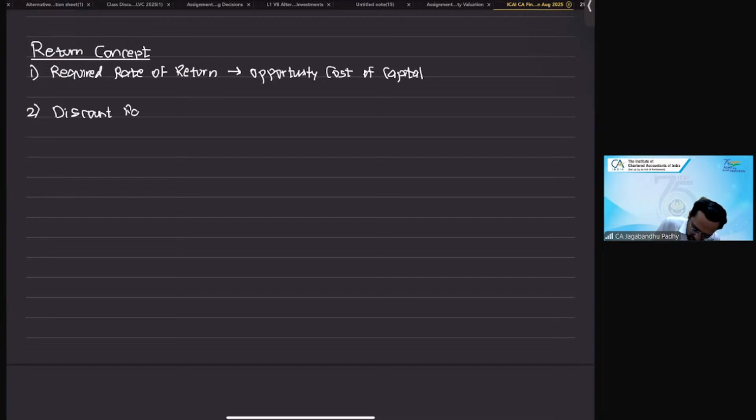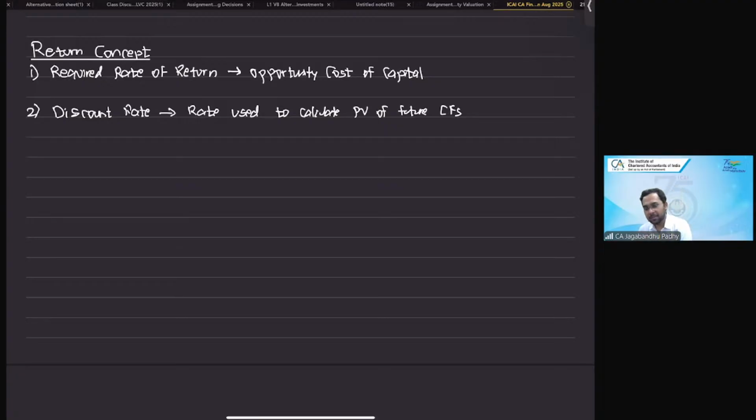Is essentially taken as a discount rate, right? So the discount rate is the rate which is used to calculate the present value of future cash flows. So the rate that you're using to discount all the future cash flows to the current level.